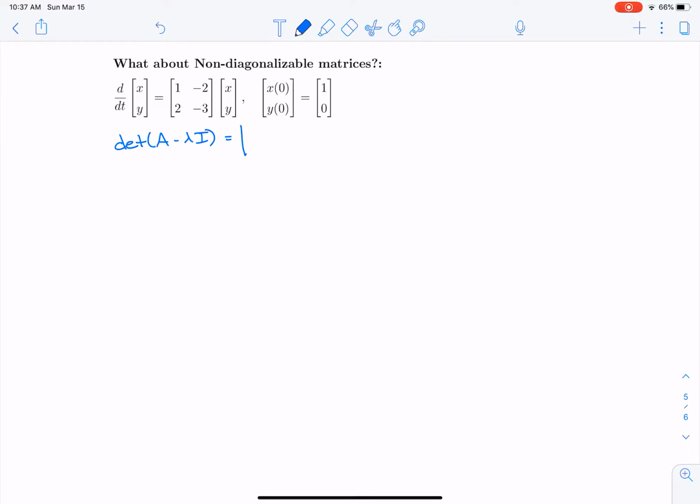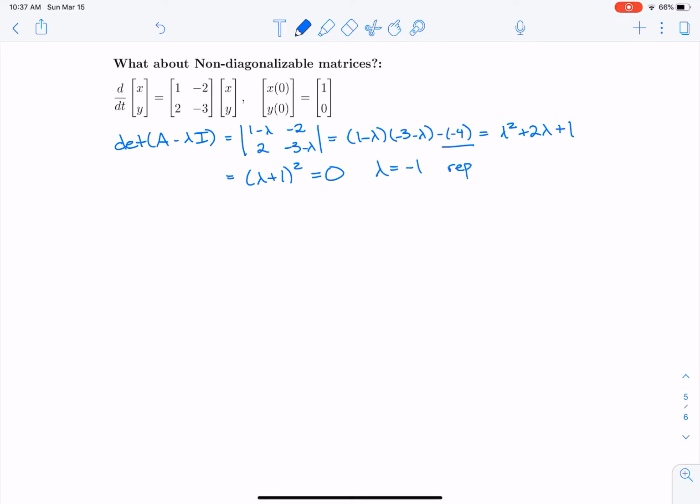So we're going to take the determinant of the matrix [1 minus lambda, -2; 2, -3 minus lambda]. That gives me (1 minus lambda) times (-3 minus lambda), minus a negative 4. I see that that's lambda squared plus 3 lambda minus 1 lambda, so that's plus 2 lambda. And the last term is minus 3 plus the 4 that's here, which gives me a plus 1. So this is (lambda plus 1) squared, and we're setting that equal to 0. So lambda equals minus 1 is a repeated eigenvalue.